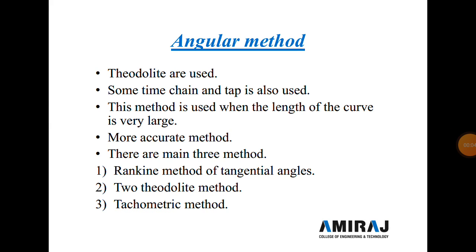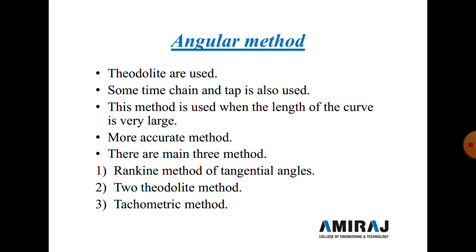Hello students, in our last lecture we discussed the setting out of a simple circular curve, chapter number 4 of the surveying subject. There are two main types of setting out of a simple circular curve: first is the linear method and second is the angular method. In the last lecture we discussed the linear method. Now today we start a new method, the angular method, the second type.